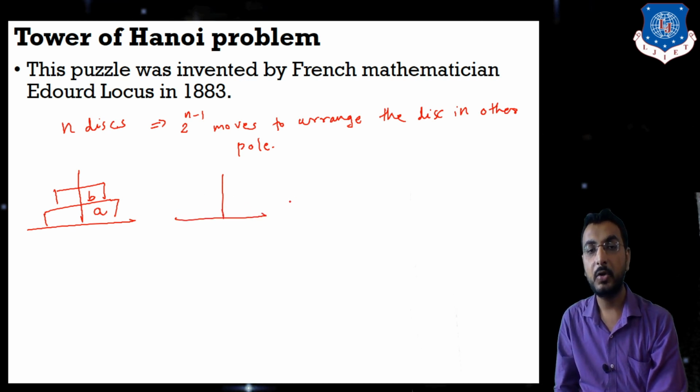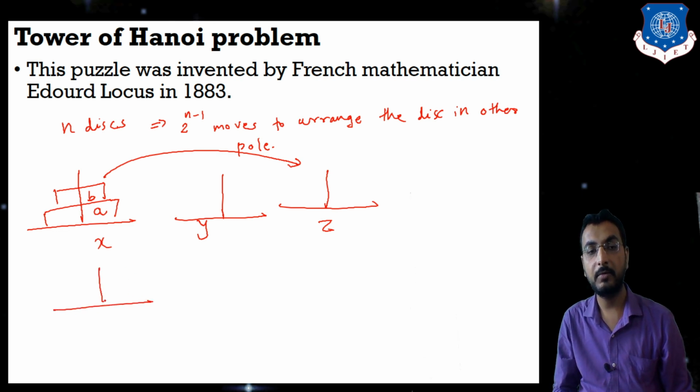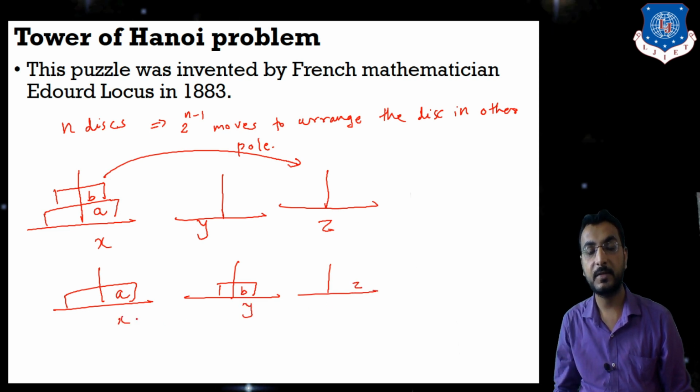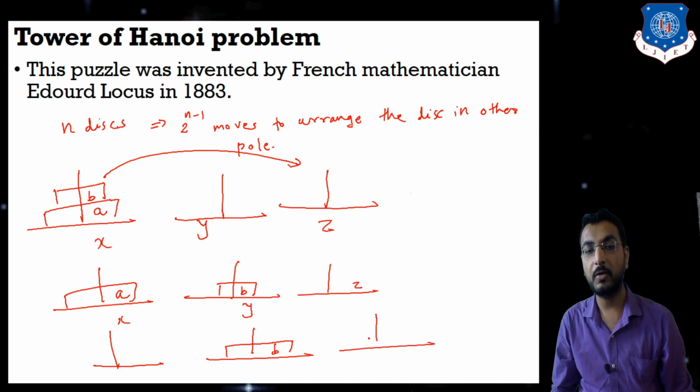Here we are having two empty poles. So from X, Y and Z, you want to arrange this scenario onto pole Z. So what you will do, first of all you will put disk A here, and you can arrange disk B here. Z will be as it is, this is Y and this is X. Now this will be left as it is, and from pole X, which has disk B, you will be able to arrange it on Y.